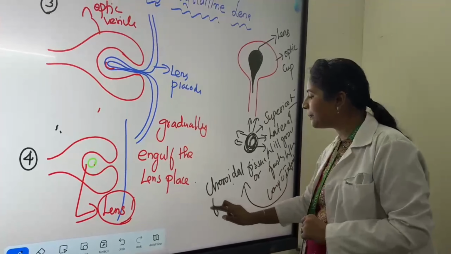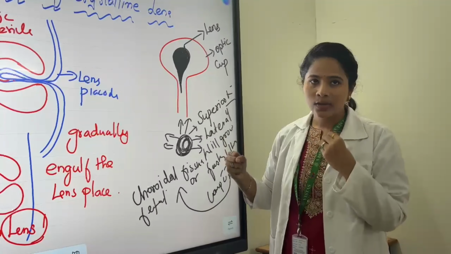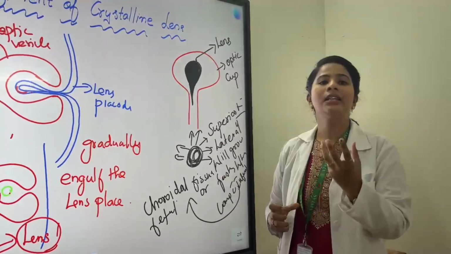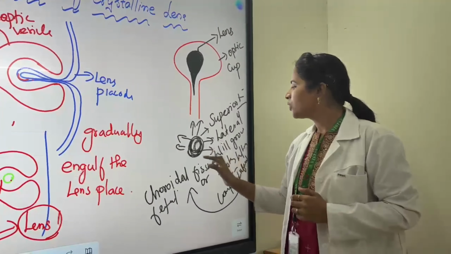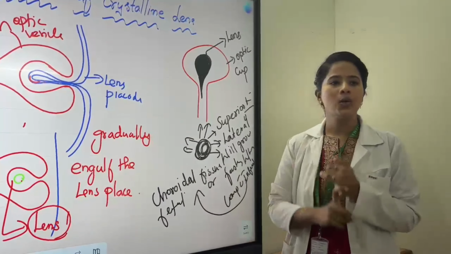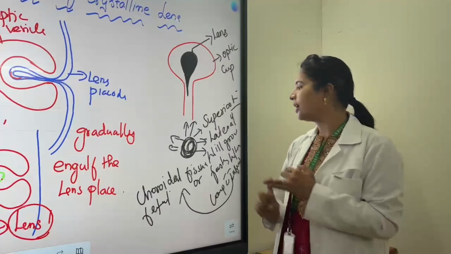Once again I am repeating. This is the optic cup. The superior and lateral parts of the optic cup grow faster when compared with the inferior region, because the inferior part is going to engulf the lens placode. That's why the inferior part is not closed properly, and that region is called the choroidal fissure, or fetal fissure. Okay, so it's clear.